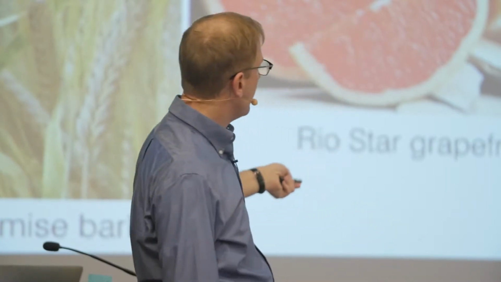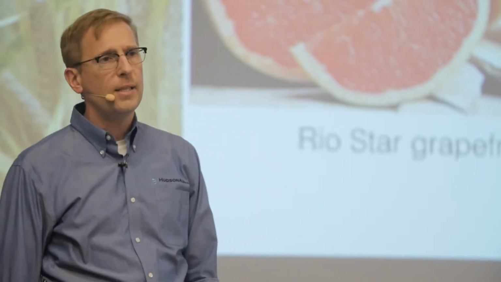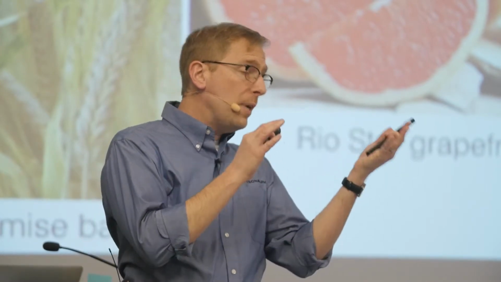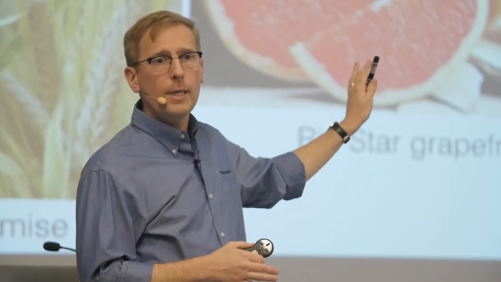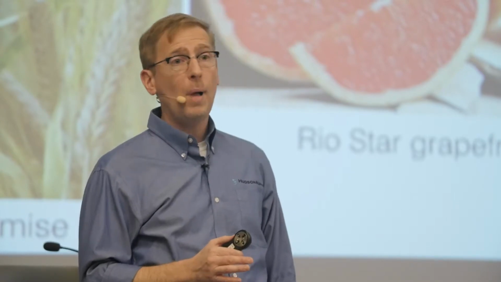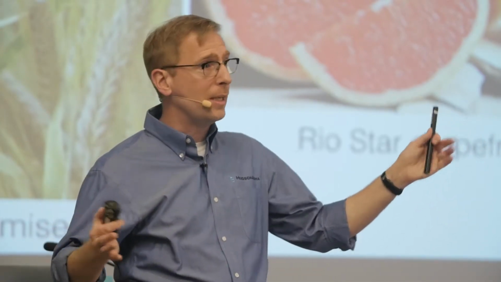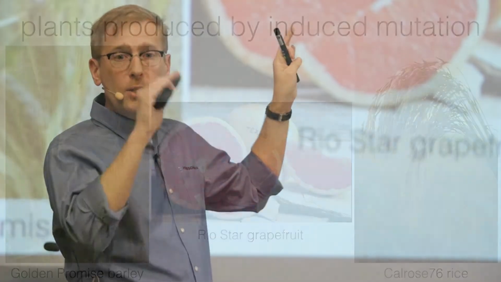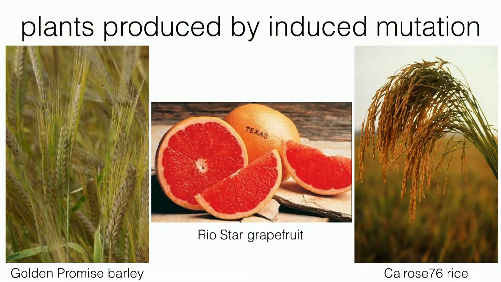Now, before I let you go for a break, let me give you some examples. Let's start over here on the right. Calrose 76 rice. This is a variety of rice that was produced in 1976 that is a higher yielding type of rice. It has now recently been surpassed by other varieties, but this was one of the primary rices used around the world for decades. And you can still buy big bags of Calrose 76 rice, produced by induced mutation, by irradiating grains of rice and then planting them and looking for the specific trait that you desired.